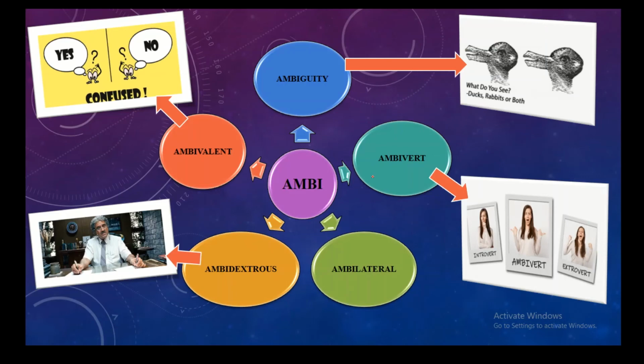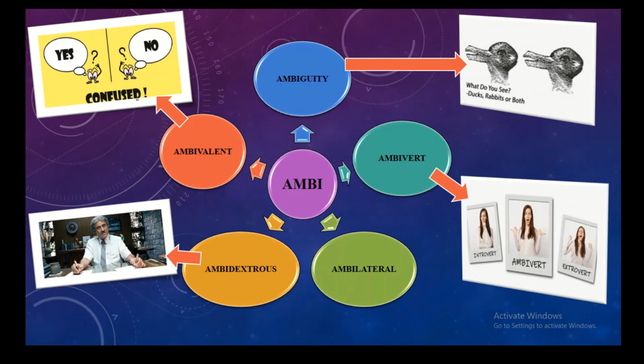Next one, see ambivalent. Ambivalent meaning having mixed feelings or contradictory ideas about something or someone. That is ambivalent. Ambivalent meaning in a confused state. I'll tell one example. Some loved her, some hated her, few were ambivalent about her.